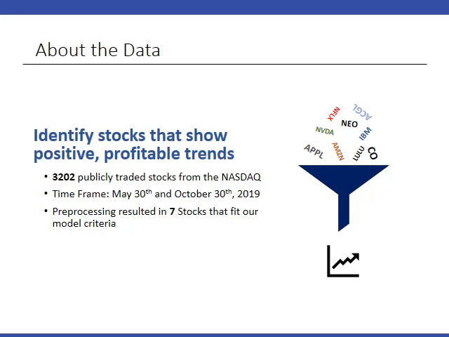Overall, we analyzed 3,202 publicly traded stocks on the NASDAQ from a 100-day daily time period between May 30th and October 30th, 2019. We selected this time range for its distance from unusual market disruption in order to develop a proof of concept model that can be enhanced for different deployment conditions. The forecast horizon we selected spans 5 data points, representing 1 trading week.